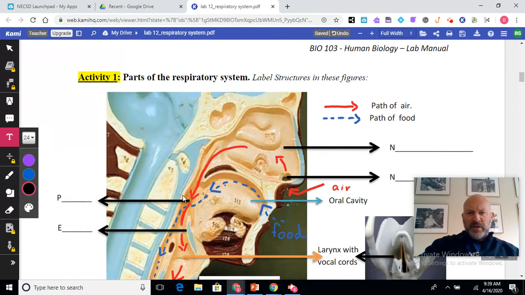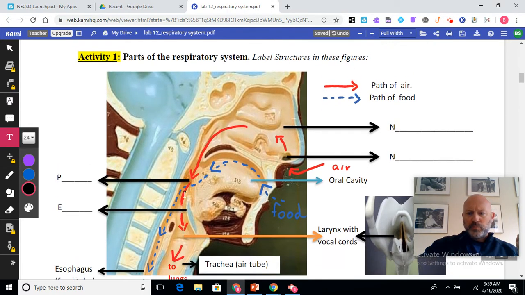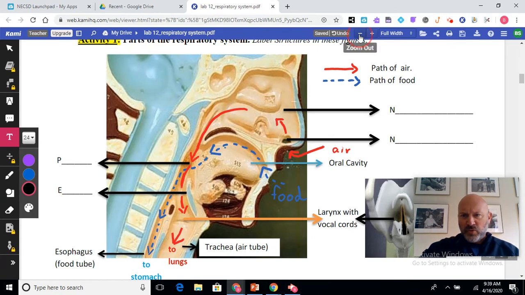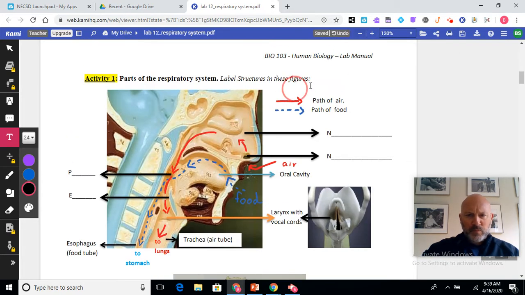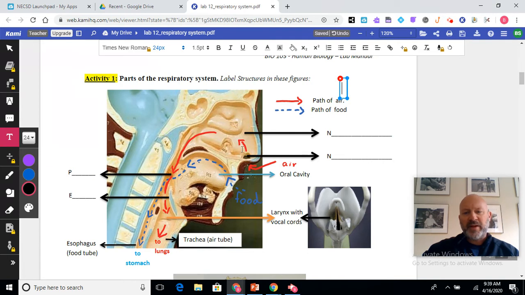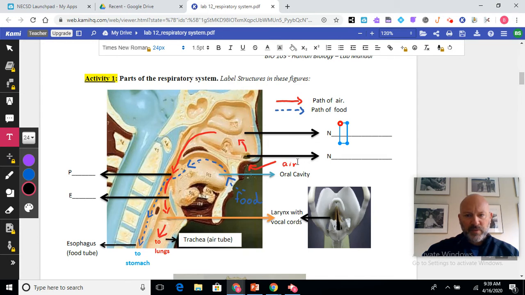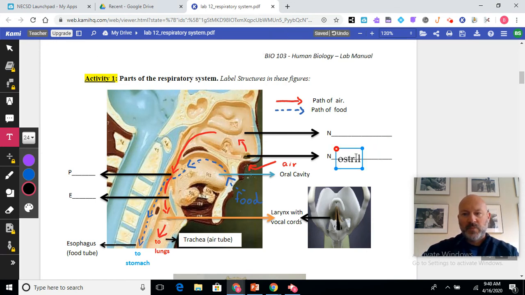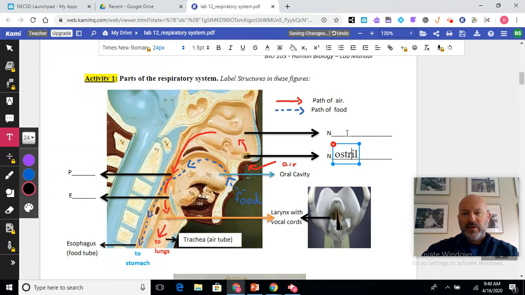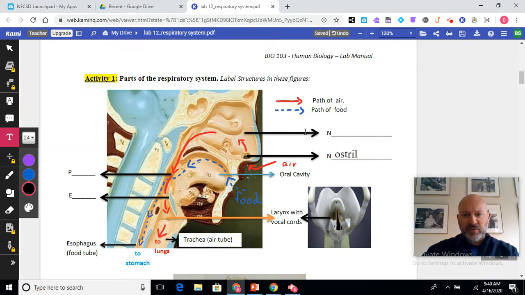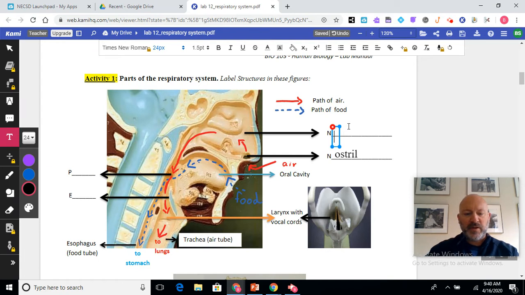This would be a model that would be at the tables, and they want us to label the model, but they do give us some hints here. So what are we looking at? These are the openings where air comes in, so this is the nostrils. And then from the nostrils, the air goes into the nasal cavity. We can label that.